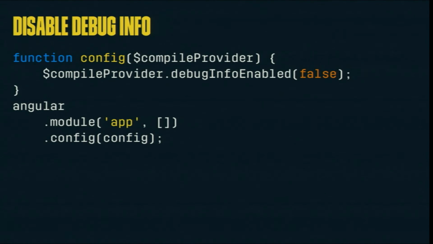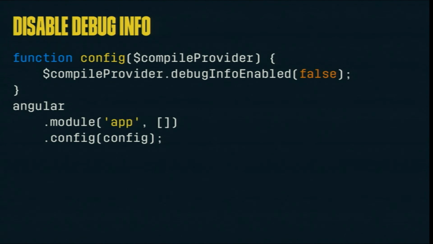Another magical one-liner, with exactly the same similarities to the previous one. Just inject the $compileProvider and call debugInfoEnabled(false), which is a bit of a mouthful. It could just be debugDisable or something, to make it a bit clearer.